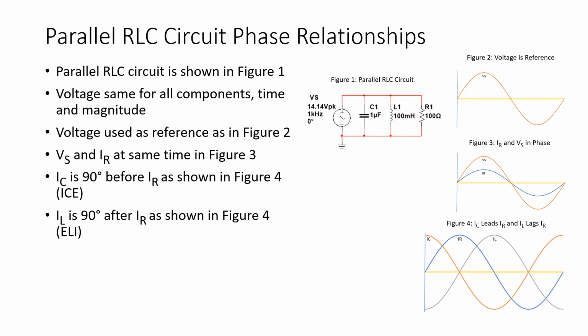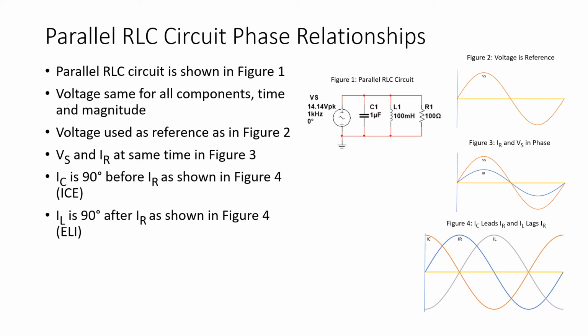The sine wave that describes the source voltage begins at 0 volts at 0 degrees. Now, there's no difference in time between when voltage is applied to and current flows through a resistive element. So IR and VS are in phase with each other, as shown in Figure 3.